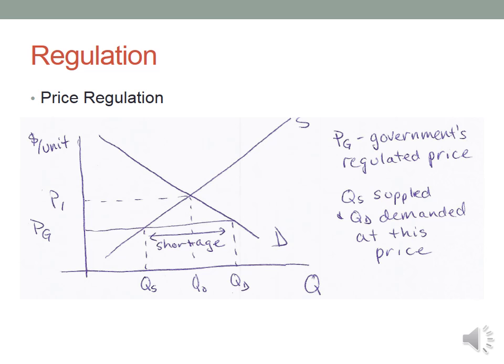And so you've got more quantity demanded than quantity supplied, and that difference creates a shortage. So the price regulation can hold costs down, but it does create shortages, and so you may have rationing by wait time or something because you're not allowing the market to ration through price.